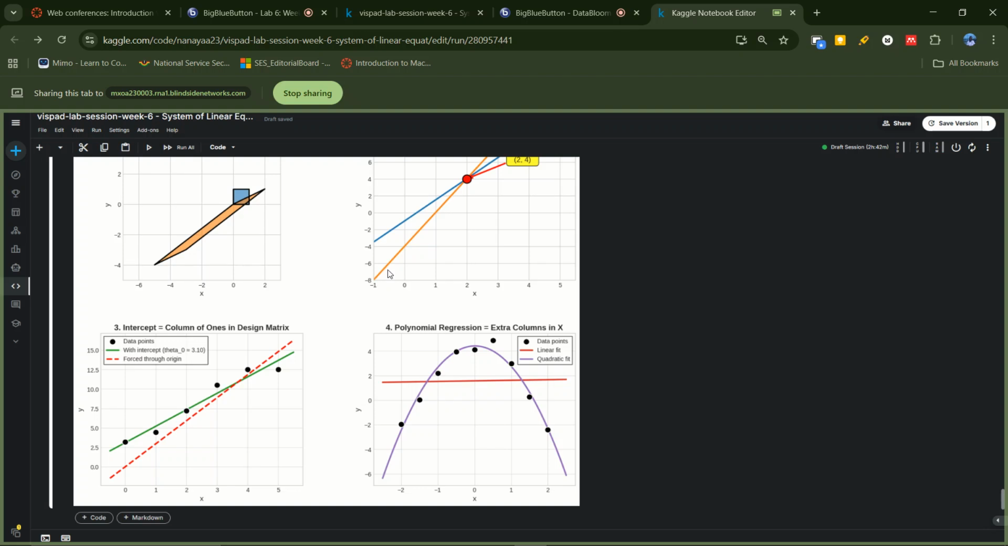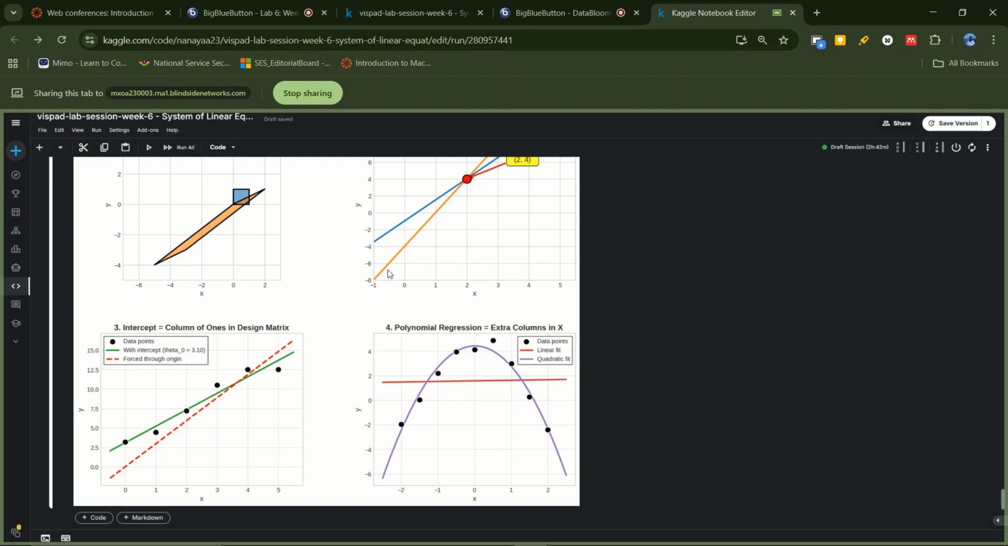It has no intercept. And we can see technically that it is wrong. It is not even fitting any of the data points, okay? It's not fitting any of the data points, and that is the problem.